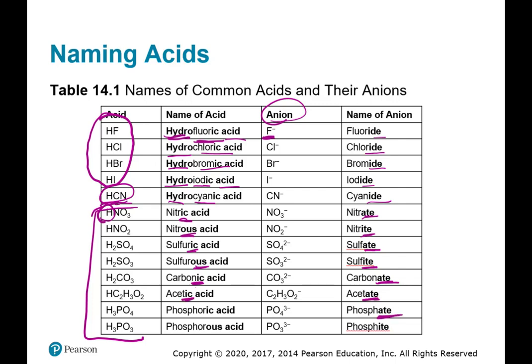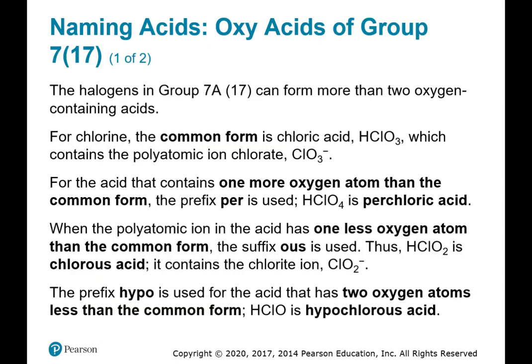Phosphate, here's the one I told you was a little bit funky like sulfur. Phosphate to phosphoric. We have to add that or, phosphor, and then the ate turns to ic. Phosphite turns to phosphorous. So we have to add that or in there. Make sure, again, see how phosphate and phosphite are -3 charges, so I need 3 H's. The halogens can form more than 2 oxygen-containing acids.